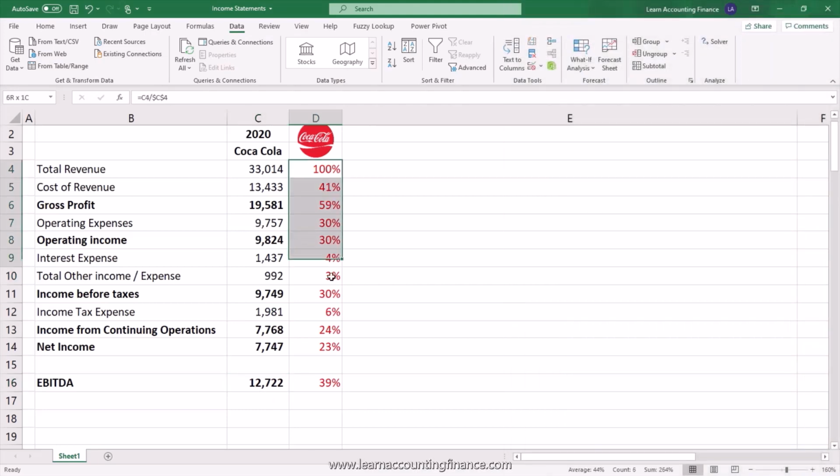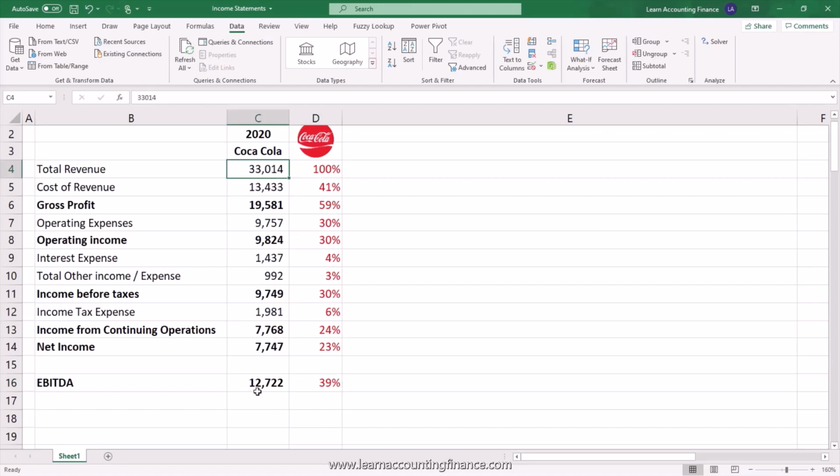If we look at these percentages, for Coca-Cola their EBITDA is 39%, which is a very healthy number. What it means is that, based on the financial results of 2020, for every $100 of sales that Coca-Cola makes, it makes an EBITDA, or profit excluding tax, depreciation, interest, and amortization, of $39. So $39 on $100, right?